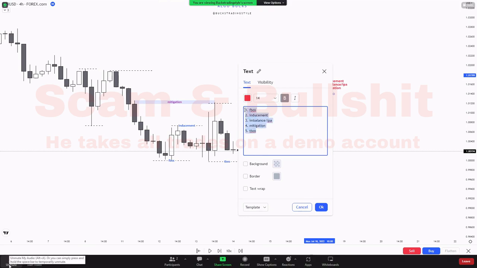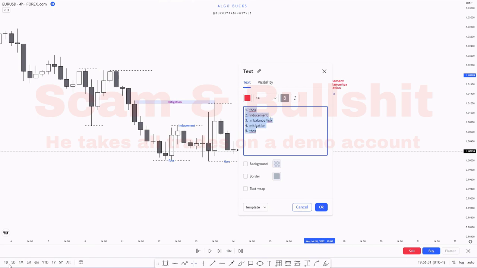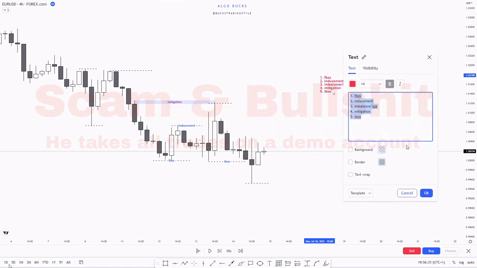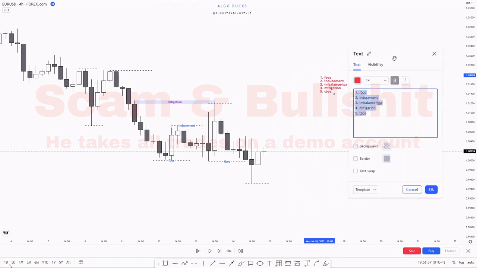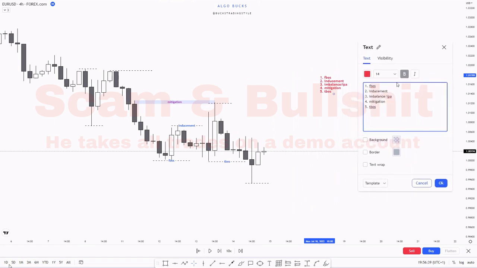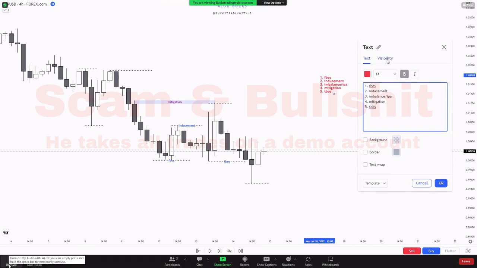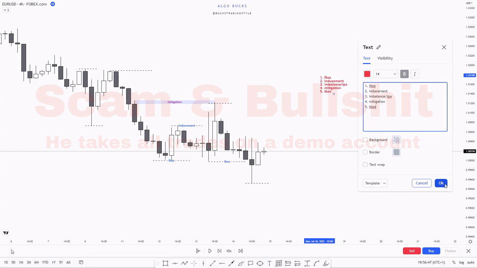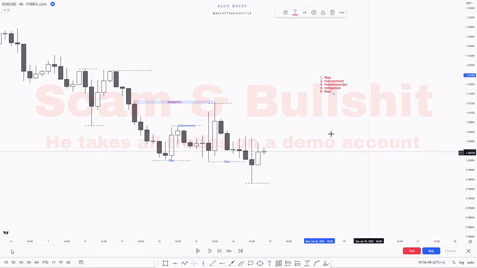So these five things here make up the algo structure, the manipulation setup. We want to see them before we say, okay, this is an algo structure. So let's check this MSU pattern that happened right here, if we have these five things.